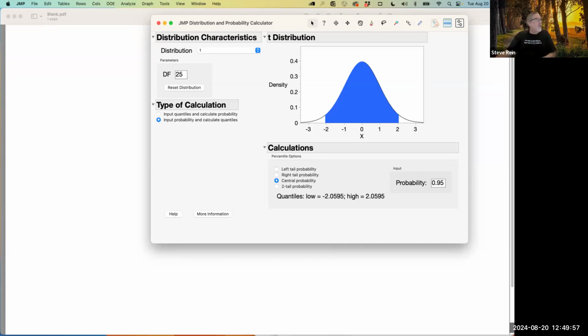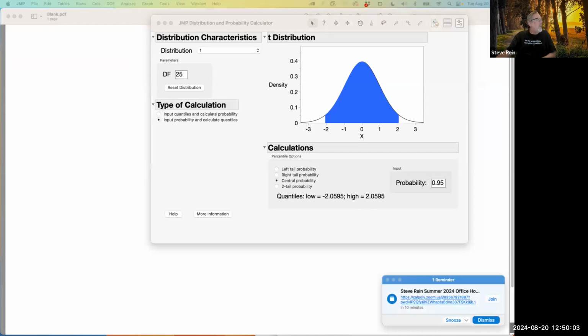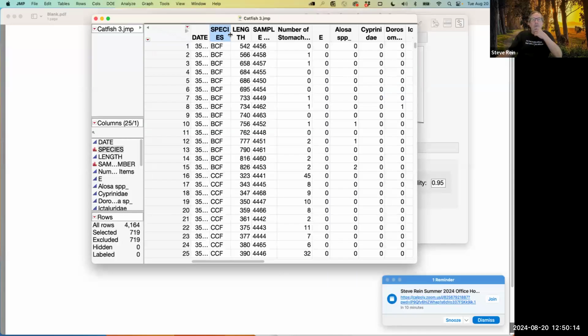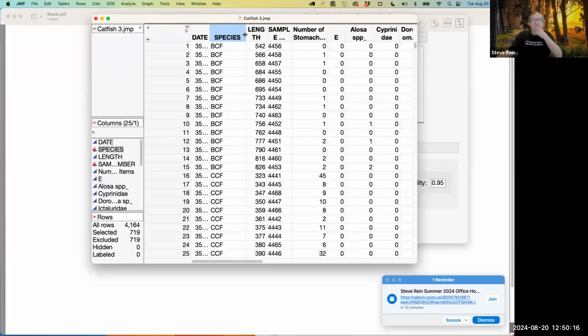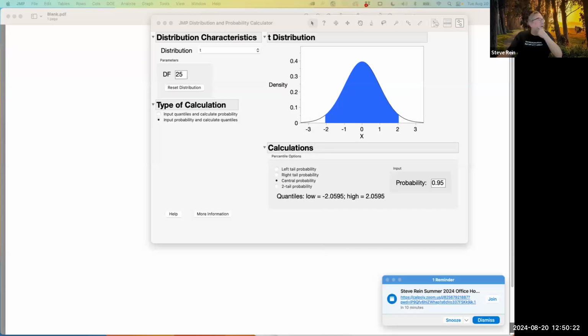Okay, so let's get after this with our catfish earlier, and I want to know perhaps how much larger the catfish are from one species than another. And so our catfish data set over here, boom. I've got blue catfish and channel catfish. Actually, hold on, that's all the species. Maybe I have it just with 2 species.